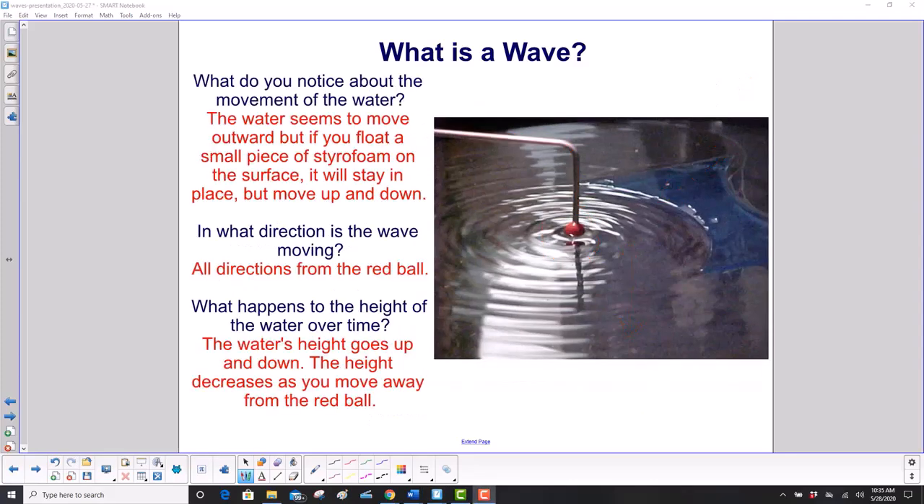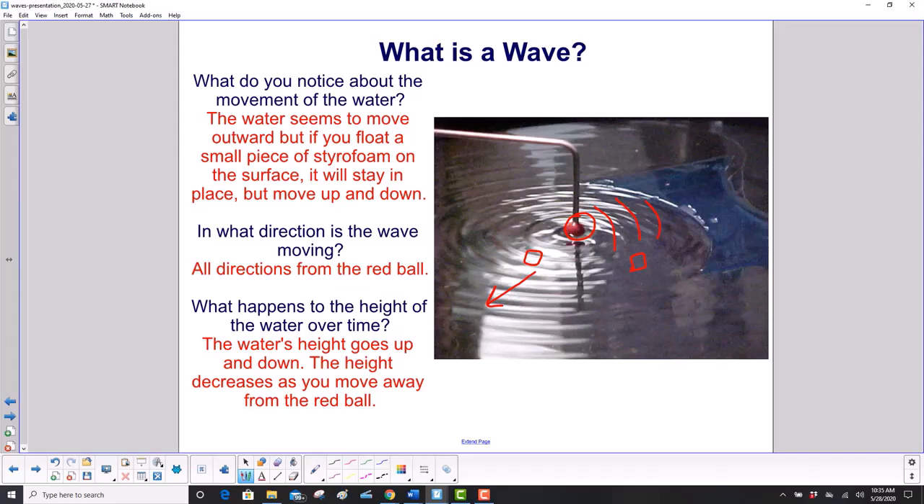The water seems to move outward, right? You can see these waves going out like this. But if you put a little piece of styrofoam right here, it would not be moving in this direction. It would just be going up and down. And that's the exact same thing that this ball is doing. It's going up and down. So if I put little pieces of styrofoam, they'll do the same.